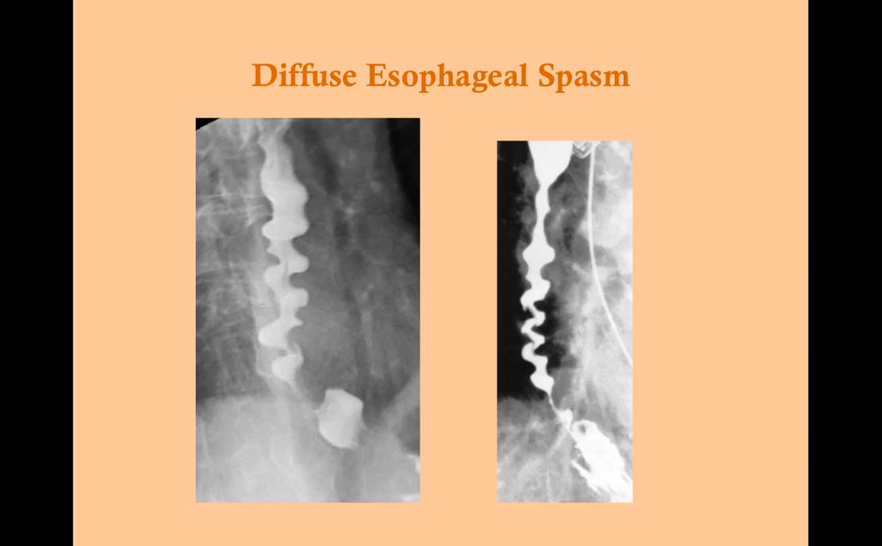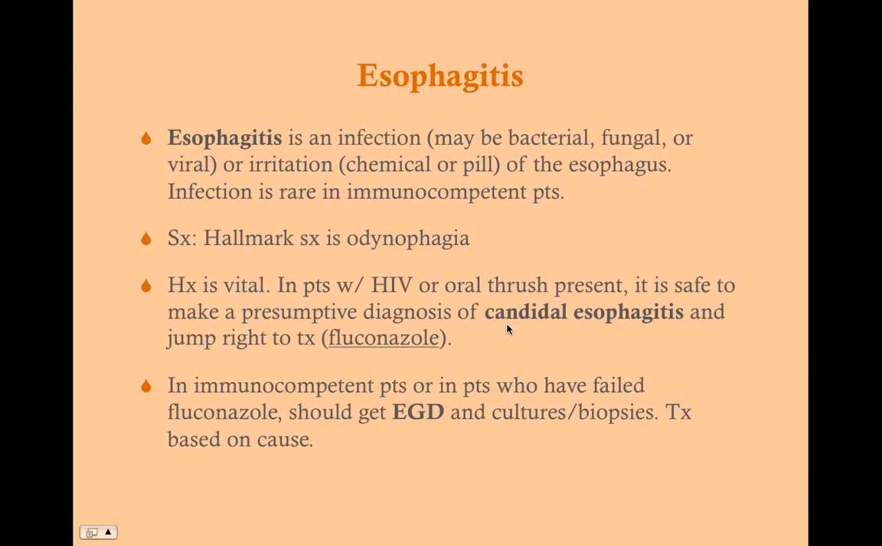This narrowing should move down. You should only have one narrowing. You shouldn't have this sinusoidal looking esophagus. This is diffuse spasm. You're getting diffuse constrictions at various parts of the esophagus. Normally you would only have one. So this sinusoidal esophagus is what we'd see in esophageal spasm, and we diagnose this with manometry.